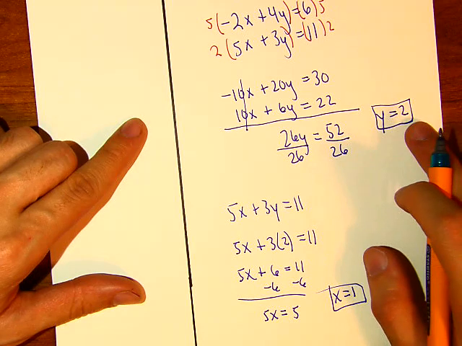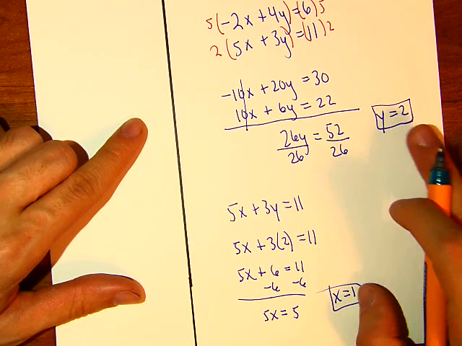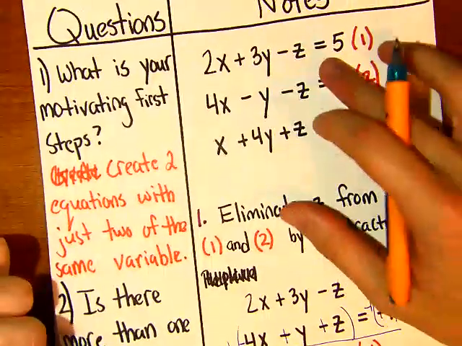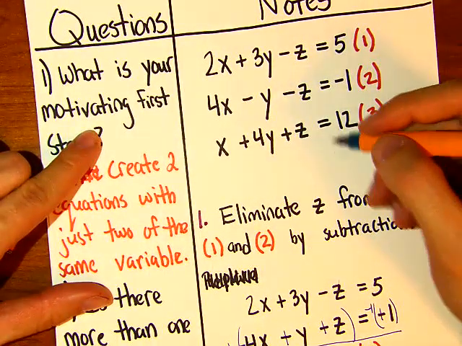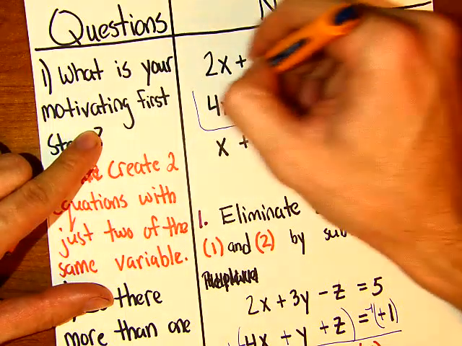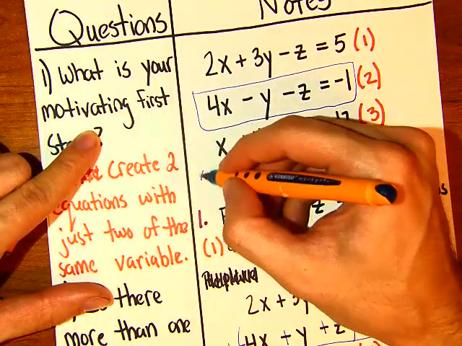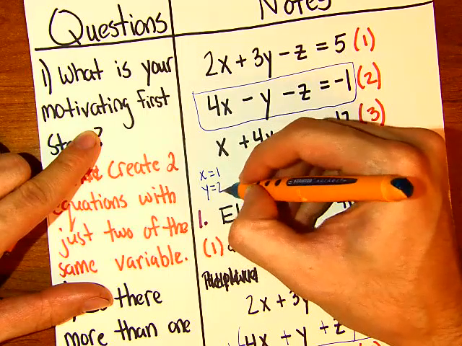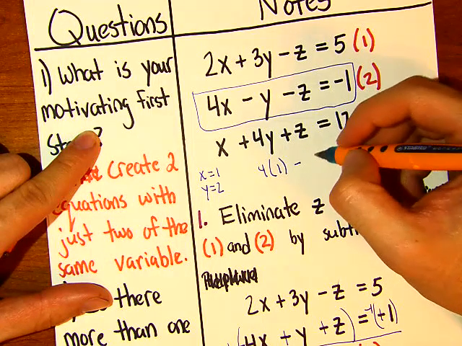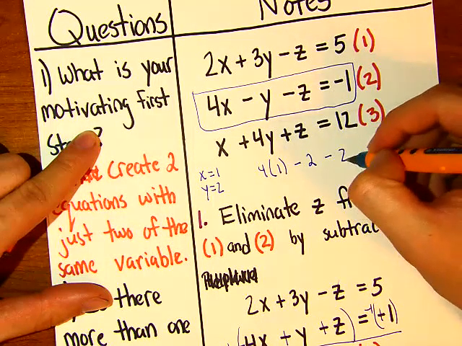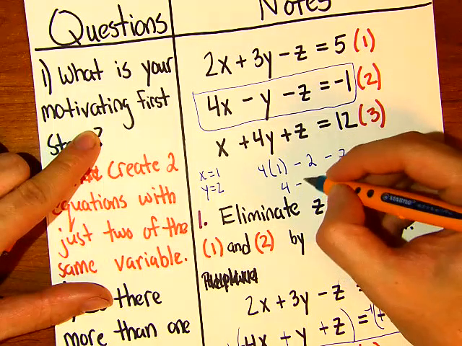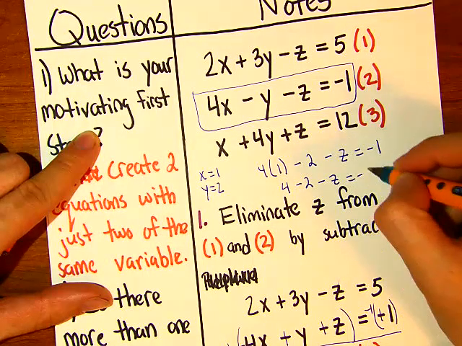Why? We have one variable. We got the second variable. We have these two variables. Just plug it into any one of the originals. So let's plug it into, I don't know, this one looks kind of simple. It has less stuff. Let's plug it into this one. So we know x is equal to 1, y is equal to 2. So 4 times 1 minus 2 minus z is equal to minus 1. So we know 4 minus 2 minus z is equal to minus 1.